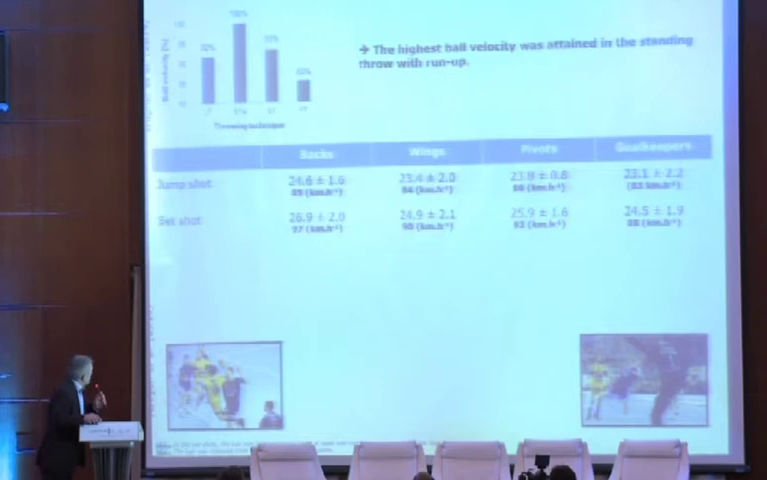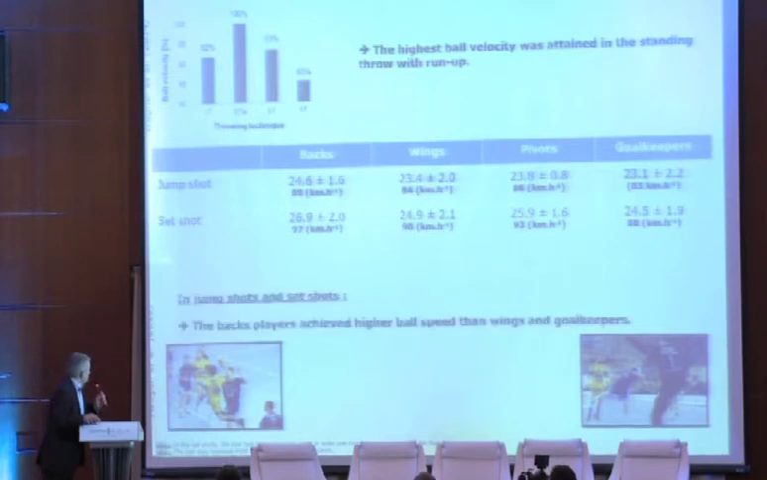Finally, for the first part of my presentation, you can see on the table the ball velocity attained as a function of the position of the handball player on the field. And the main result of this study shows that both in jump shots and set shots, the back players achieve higher ball velocities than wing players and goalkeepers.